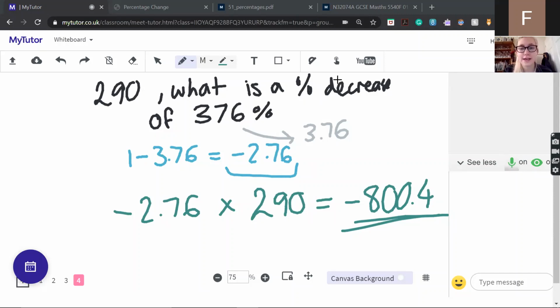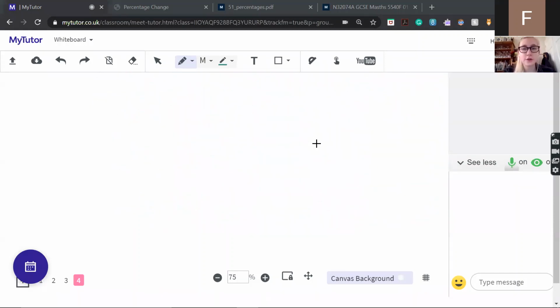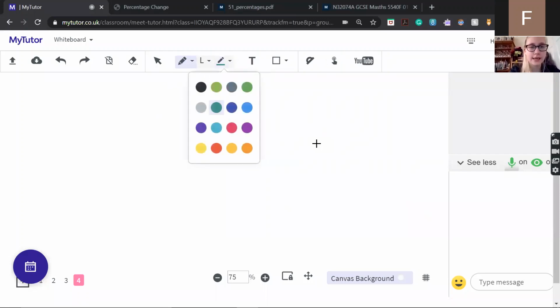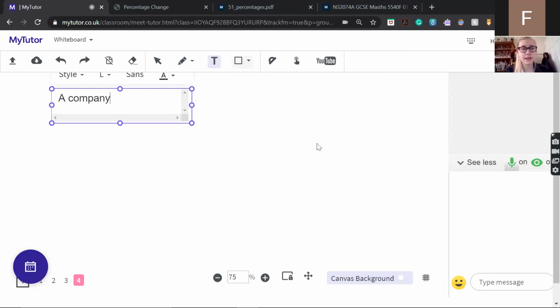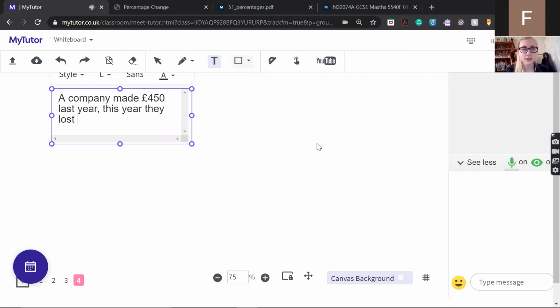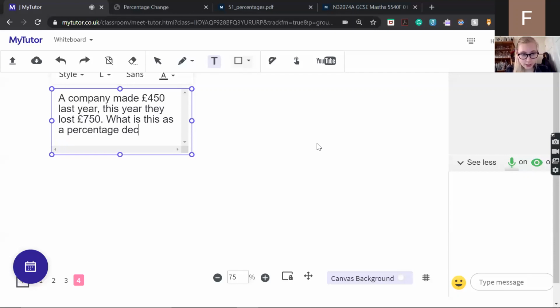I'll go through some like this now. Great. What I'll do first of all is go through one where you have to find the percentage decrease. For example, let's say, let me type this one. A company made £450 last year. This year they lost £750. What is this as a percentage decrease?